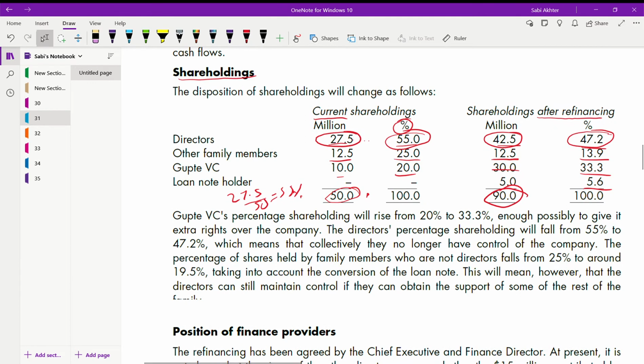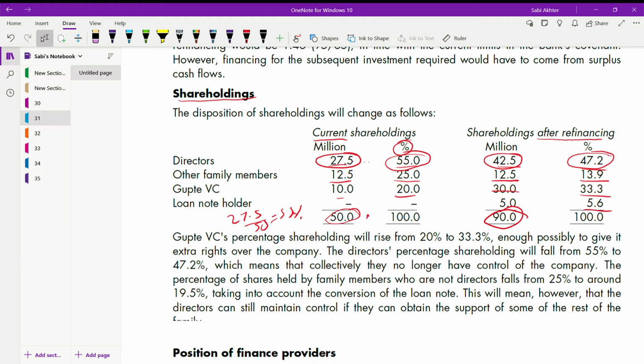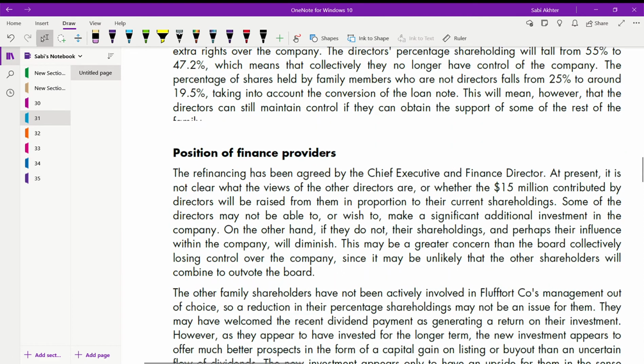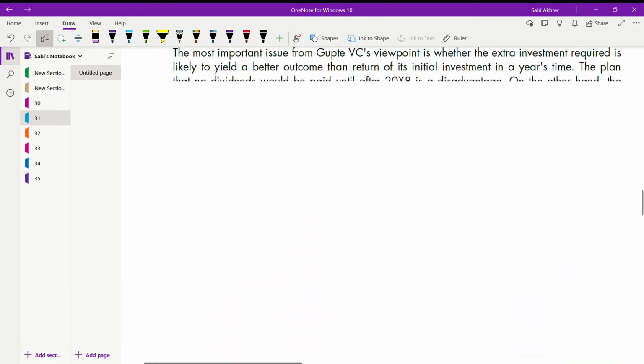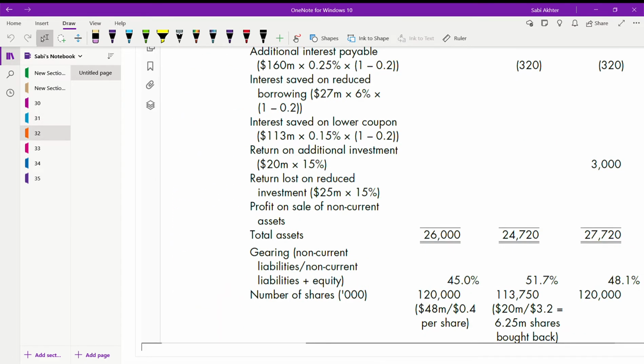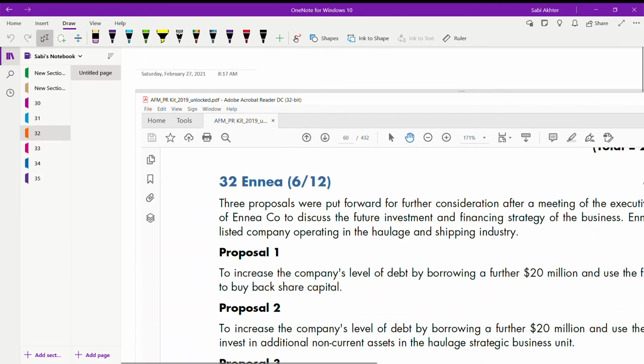Because here, when you're talking about shareholders, it is directors and other family members. When you're talking about loan holders, it is the loan holder. Right? So position of the finance providers, you are writing this, as you can see. Coming to 32, we'll go to the questions.